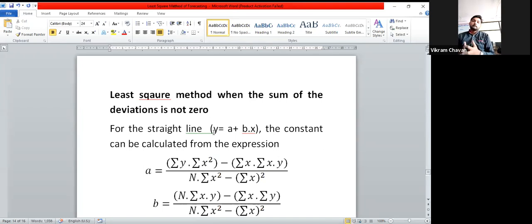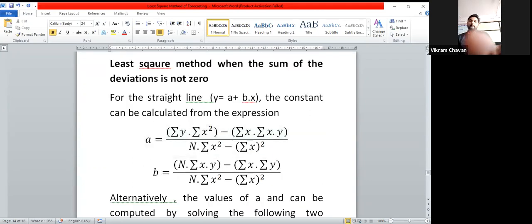But when the problem is related to scattered data, or we can say there is no correlation or no sequencing between the two sets of data provided to you, in that case we are unable to make the deviation of the data equal to 0. So in that case the values of the constants can be determined by using two formulas. Which are those two formulas? Obviously I'm talking about the straight line equation.